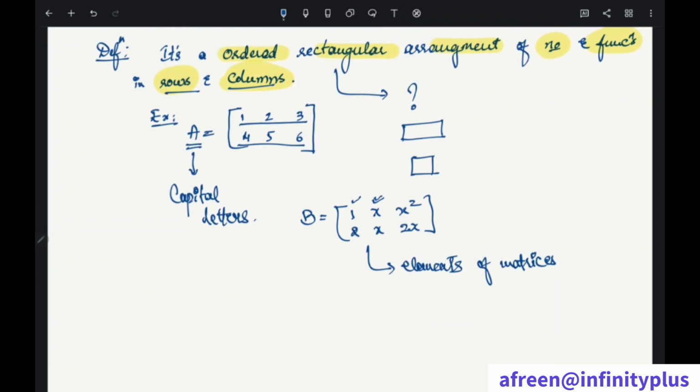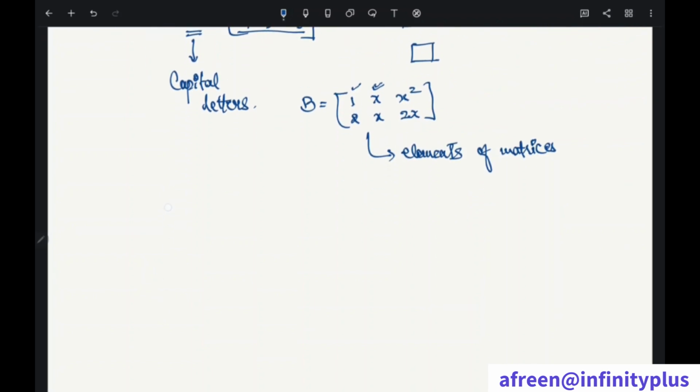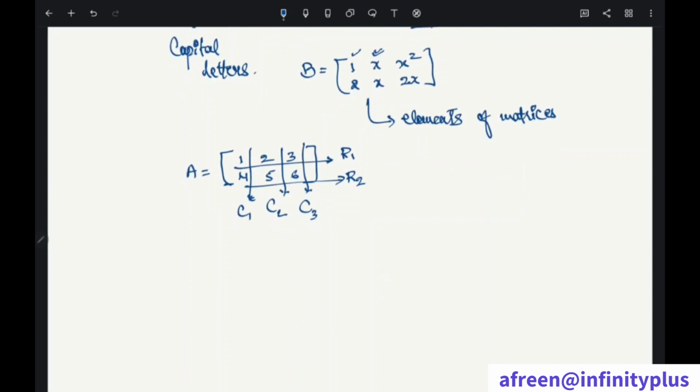So let's understand what rows and columns of these matrices literally mean. I'll take up the example which I have taken earlier as it is: A is equal to 1, 2, 3, 4, 5 and 6. The horizontal lines which are formed in a matrix are called rows. So this is row 1 and this one is row 2. And the vertical lines which are formed in these matrices are called columns. So this is C1, this is C2 and this one is C3. So this represents the rows and columns of a matrix.